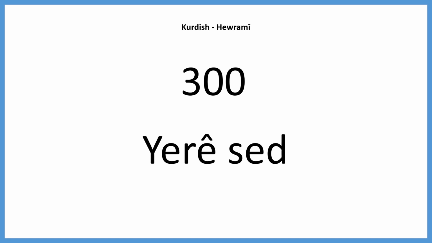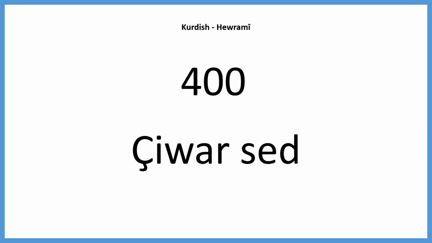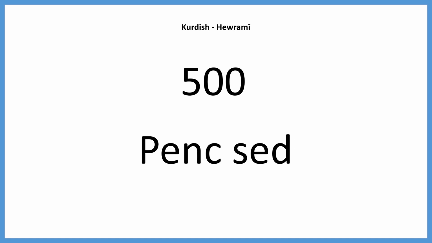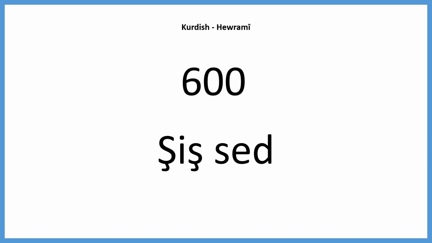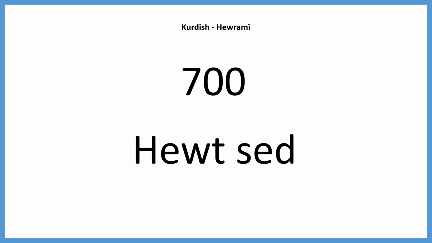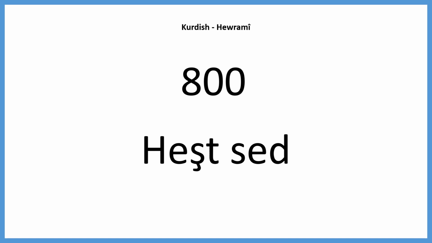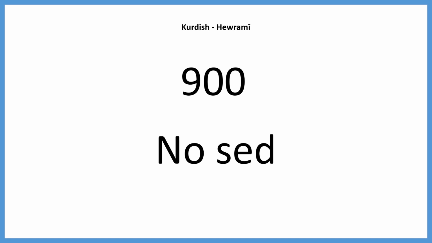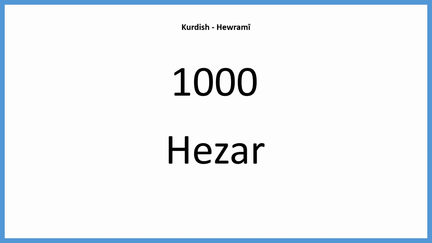So 300 would be Yere said. 400. Chwar said. 500. Penj said. 600. Shish said. 700. Helt said. 800. Hesht said. 900. Nor said. 1000. Hazar.